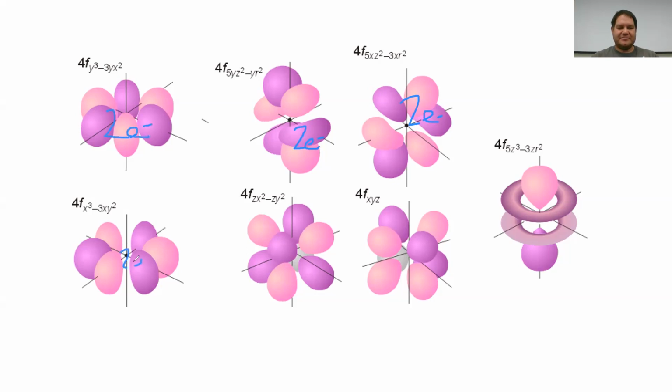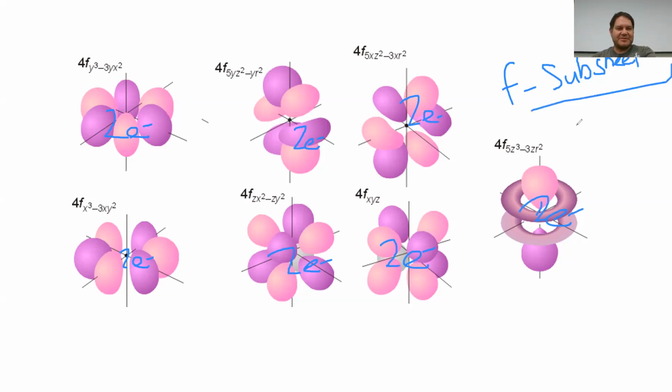Again, a maximum of 2 electrons. They can have 1 or they can have none, but they cannot have any more than 2 electrons in these f orbitals or any orbital. Since there are 7 of them, we can combine all 7 of them to make what? You got it, the f subshell.